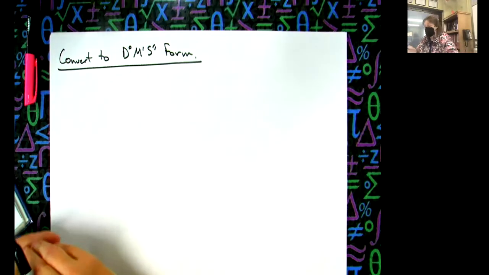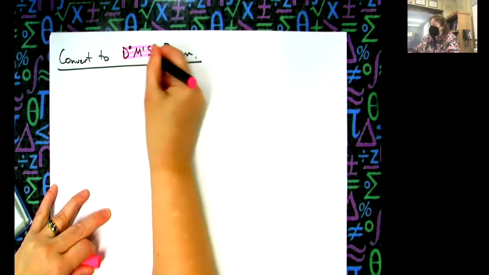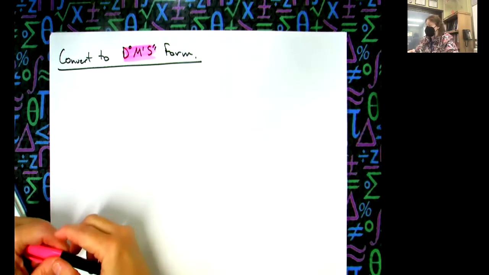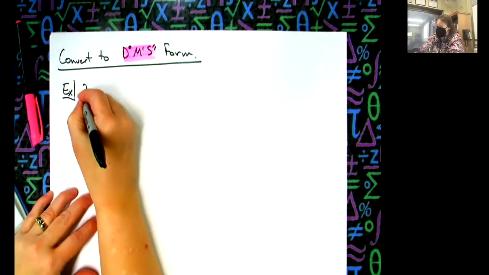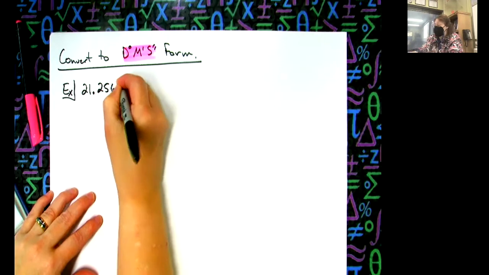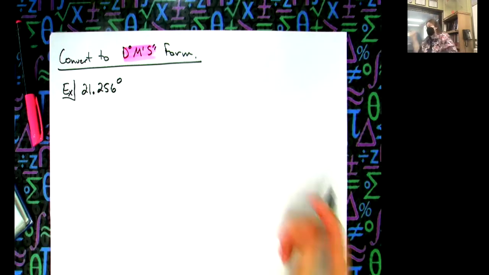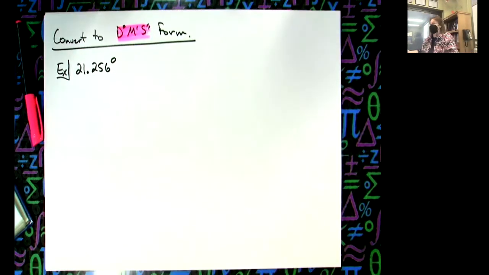All right, so again, it's going to tell you that right there is what your answer is going to look like. You're going to have so many degrees, so many minutes, so many seconds. That's what your final answer will look like. So obviously we're going to start with that great big long decimal, whatever it is, 21.256 degrees. Okay, so a decimal portion of a degree, and we want to turn it into minutes and seconds. All right, now think inverse operations.